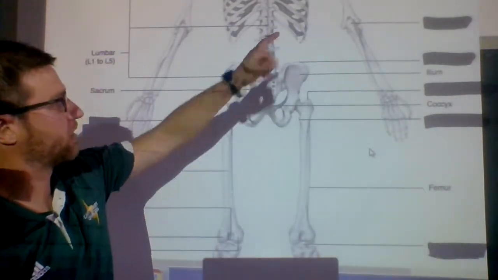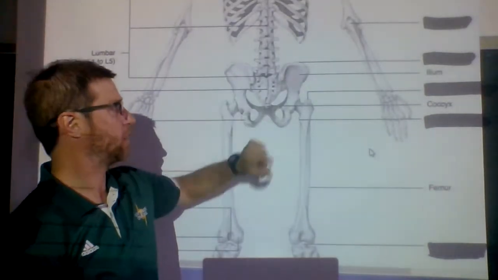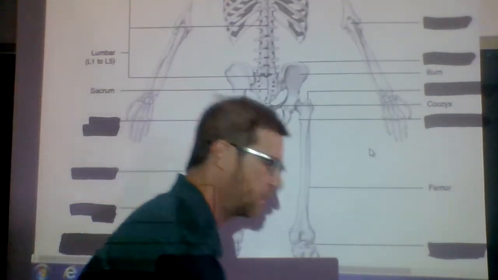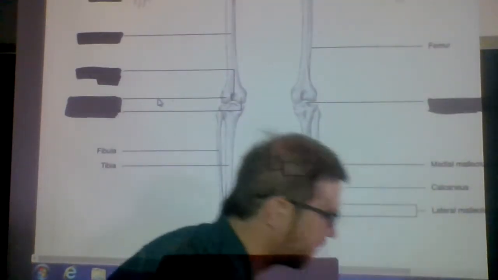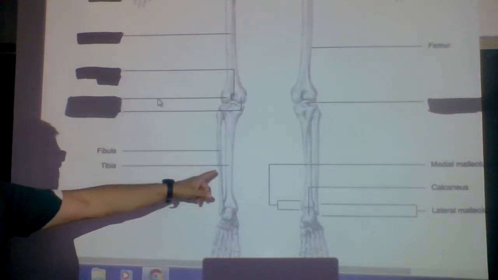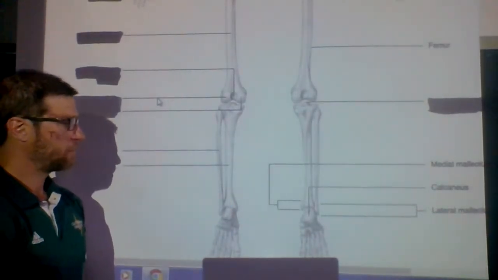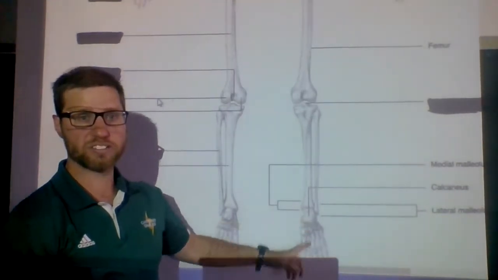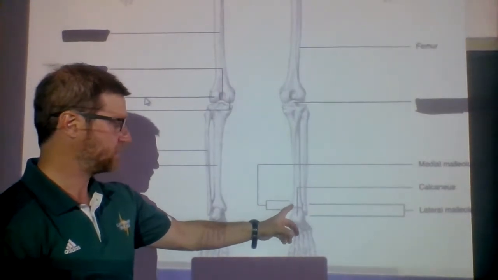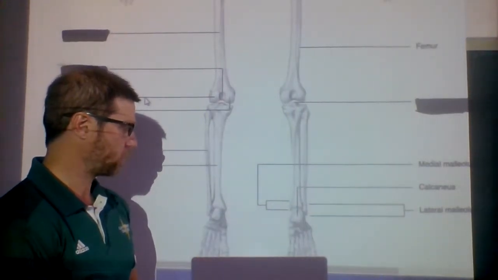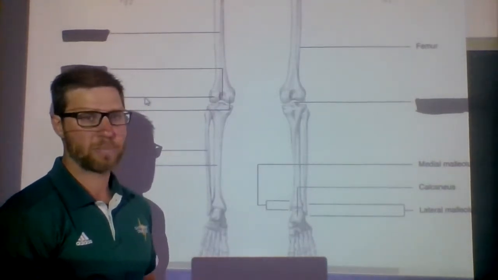I already made note of the humerus on the anterior side. We made note of the ilium on the anterior side as well. We made note of the femur on the anterior side. We made note of the fibula and the tibia on the anterior side. Now this diagram is showing us a couple more things over here, and these have to do with the more distal part of your lower leg, and the medial malleolus and the lateral malleolus.